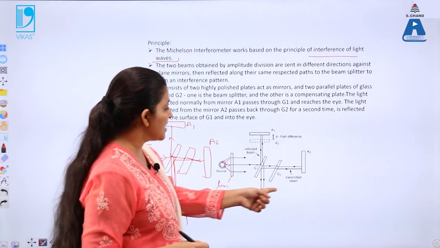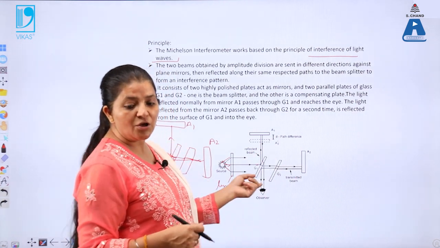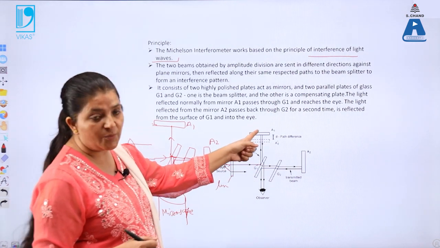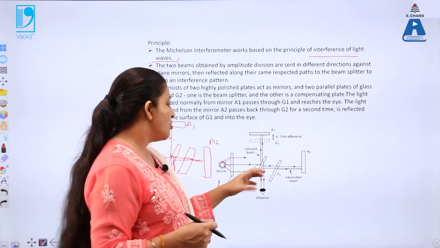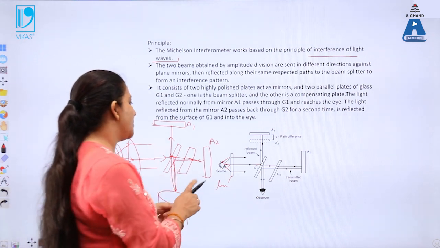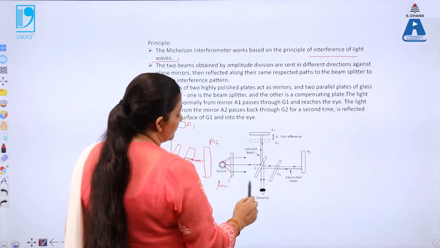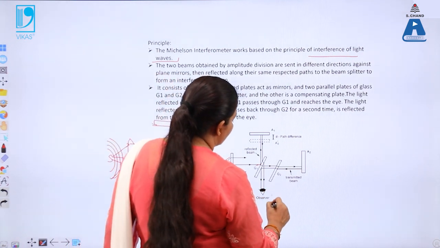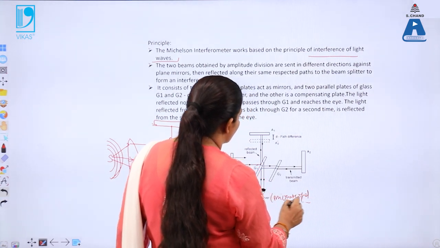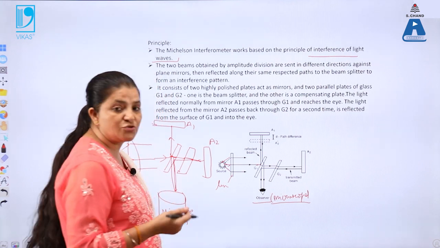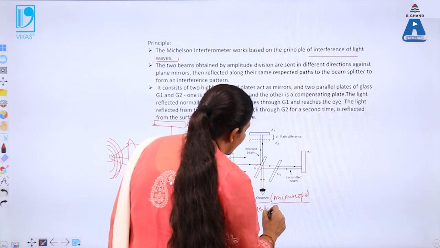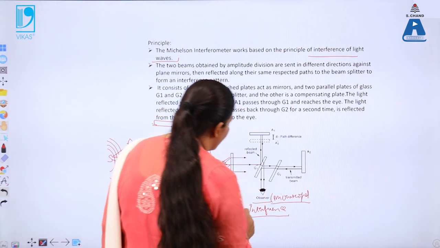Now why is the glass plate G2 introduced over here? In order to overcome the path difference between these two rays. One ray is the reflected beam and the other is the transmitted beam. These two beams reunite over here and we get the interference pattern that can be seen by the microscope. So the microscope of the observer is used in order to see the interference pattern.